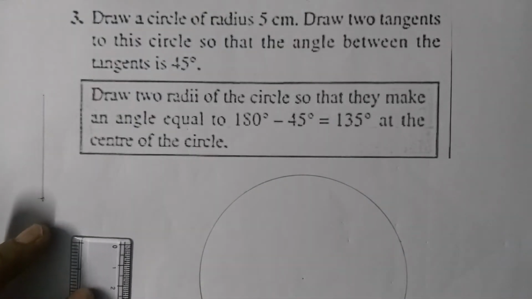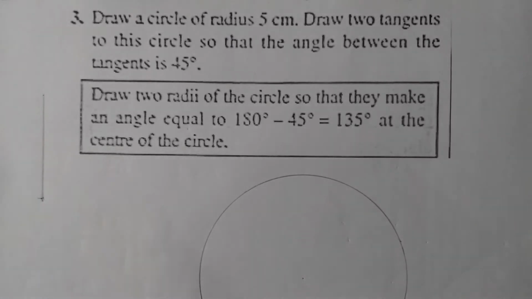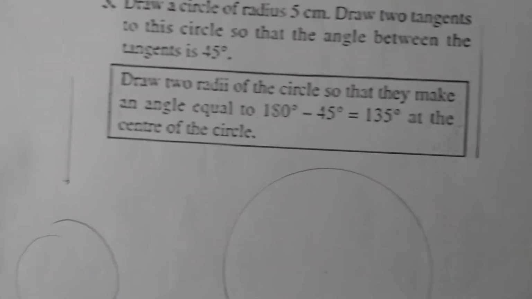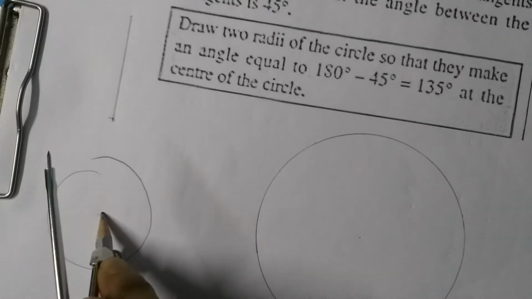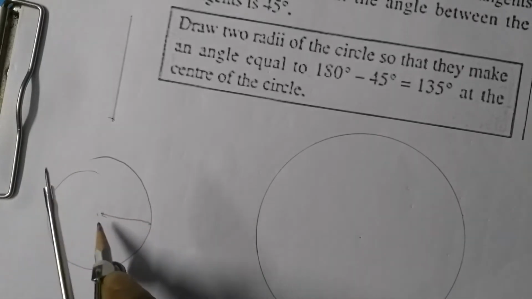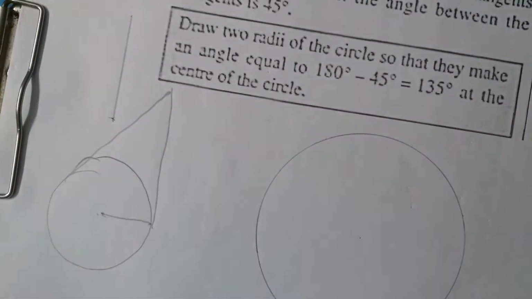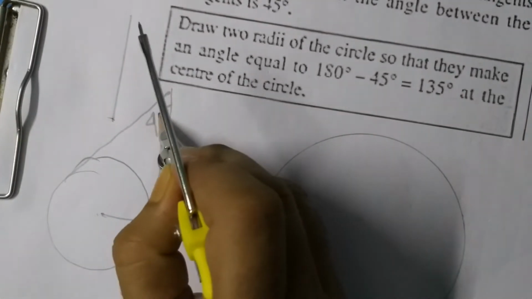Now draw two tangents to this circle so that the angle between the tangents is 45 degrees. So let's say this is the circle, and the angle between the tangents is 45. Say here, one tangent there if I draw and another here. This is the rough diagram I am showing you. The angle between the tangents is 45 degrees. So here it should be 45 degrees.